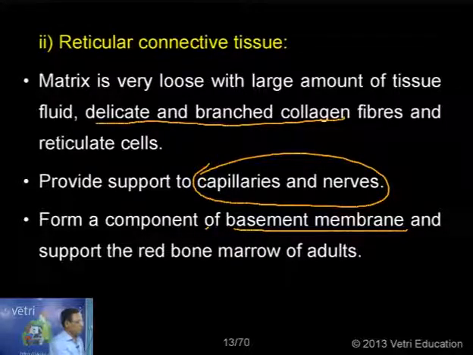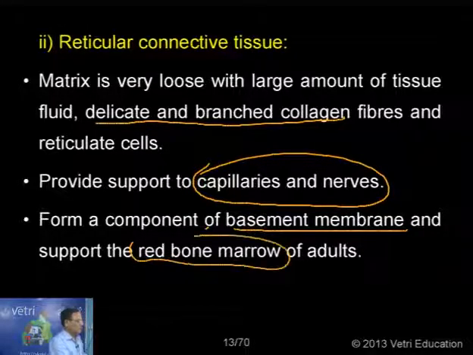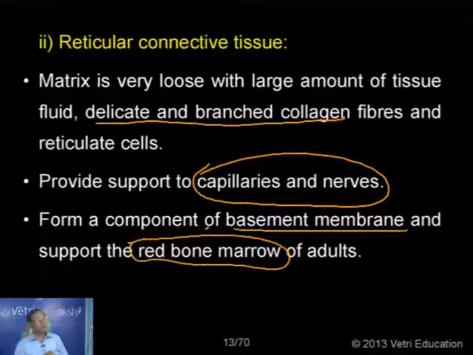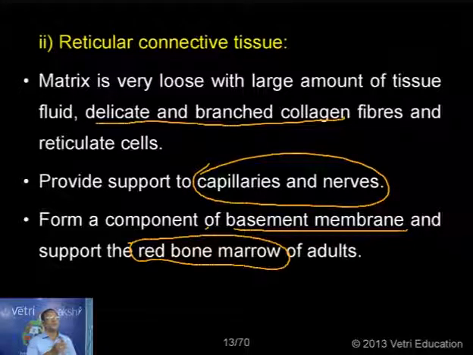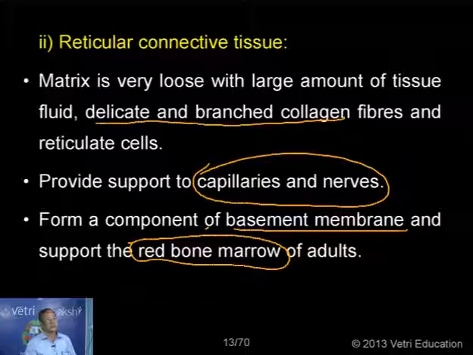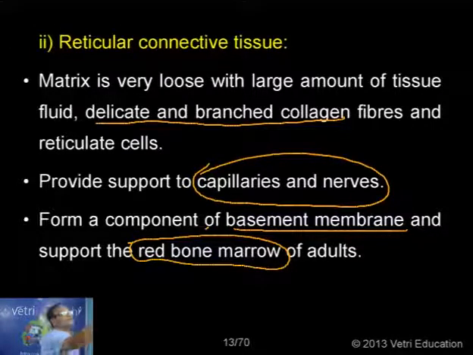So the red bone marrow is supported by reticular connective tissue. The basement membrane is supported, and also the capillaries, the minute blood vessels, and the nerves are also supported by this type of connective tissue.